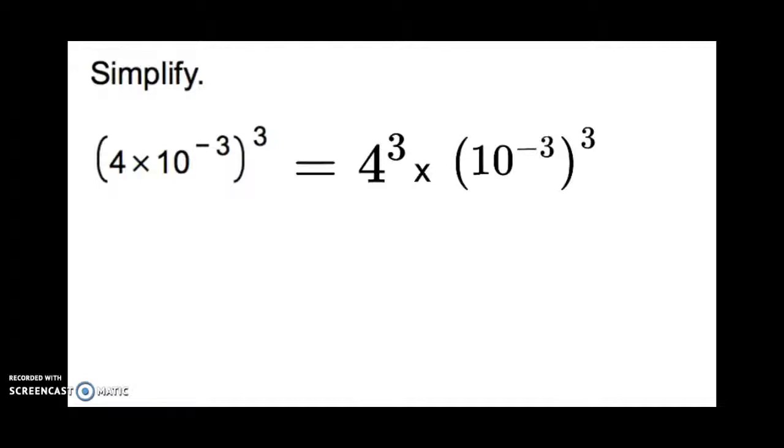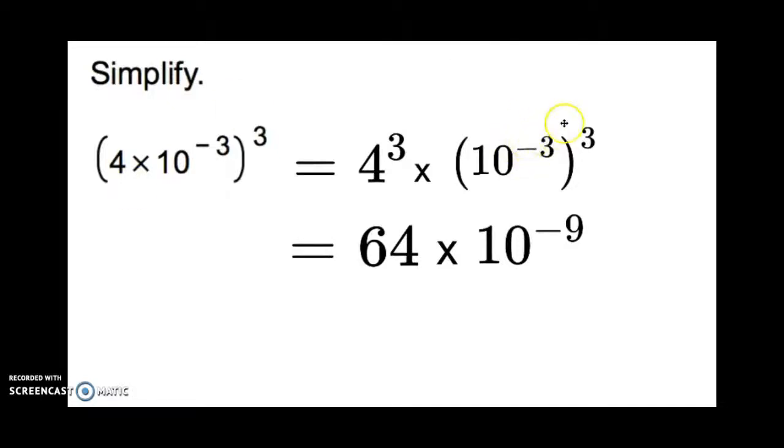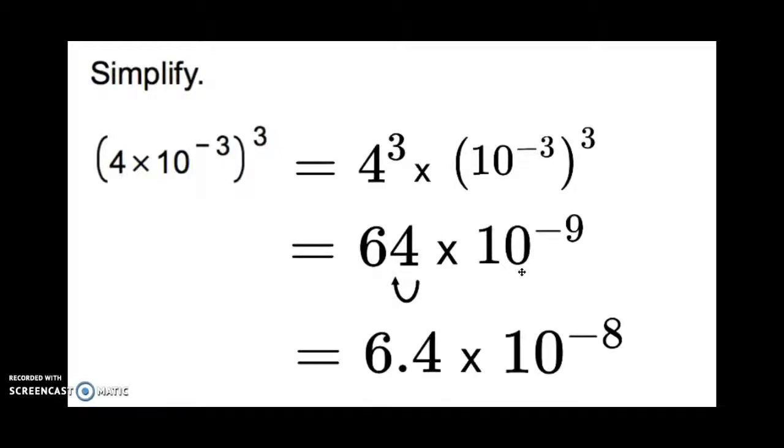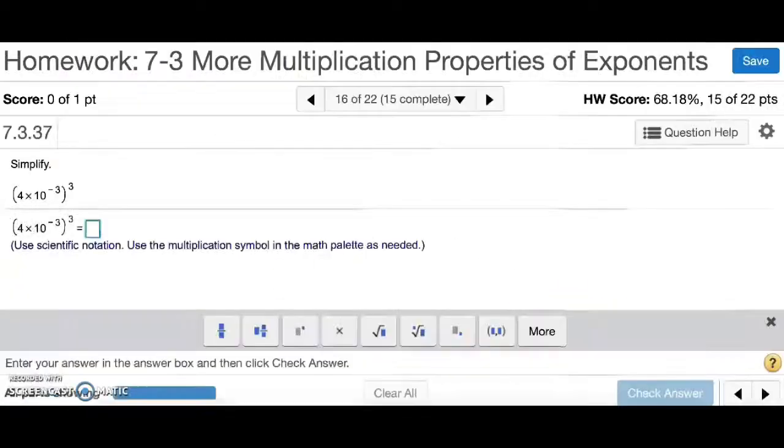So 4 to the 3rd power is 64, and then negative 3 times 3, because an exponent raised to a power I multiply, is negative 9. So now I got to put this in scientific notation. So move the decimal place to the left one, I'll get 6.4, and when I go to the left one, I add 1, so negative 9 plus 1 is negative 8. So I should have 6.4 times 10 to the negative 8. So let's put that in.